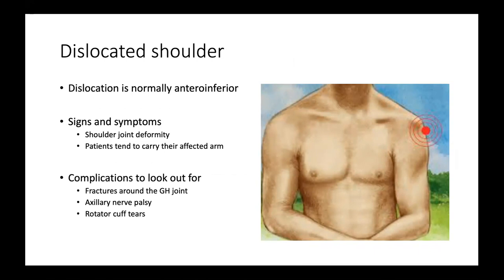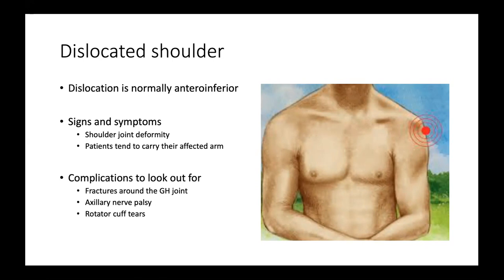And that's just because the ligaments, which are anterior and inferior, are really, really loose. Because can you imagine if they're really tight, you'd be like, oh, that's as far as I can go. Oh, that's as far as I can go. That's a very useless shoulder. Right? You want it to be really nice and loose. But the drawback is you can get a dislocation. So signs and symptoms: you're looking for a shoulder joint deformity. And if in the bay you see someone walks in whilst carrying their affected arm and there's a deformity, it's probably a shoulder dislocation.